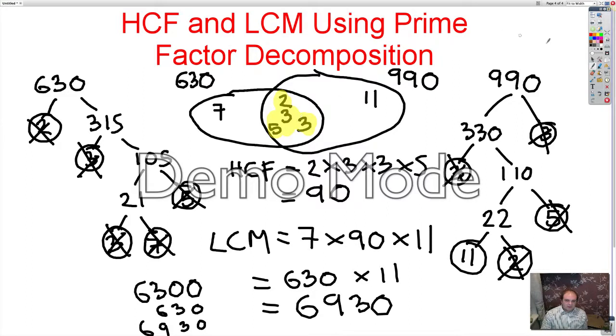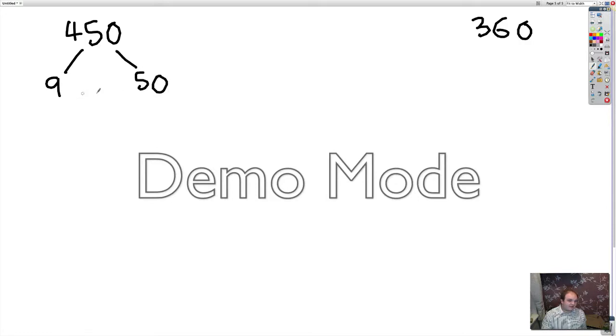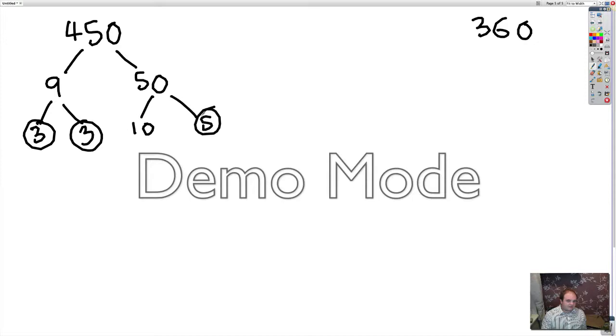Okay, do one more for you. Okay, let's try two big numbers again. 450 and 360. Okay, so first thing, prime factor decomposition. So 450, well I know 45 is 9 lots of 5, so this must be 9 lots of 50. 9's not prime, so I need to carry on. I know it's 3 3s, they're both prime, so stop. 50, 10 5s. 5's prime, 10, 2 5's, both prime.